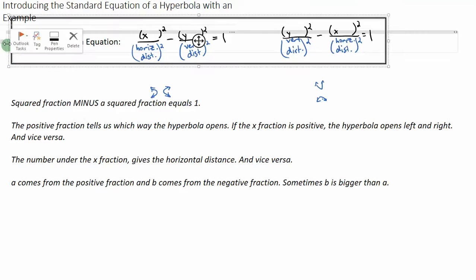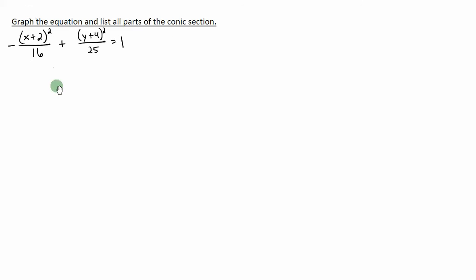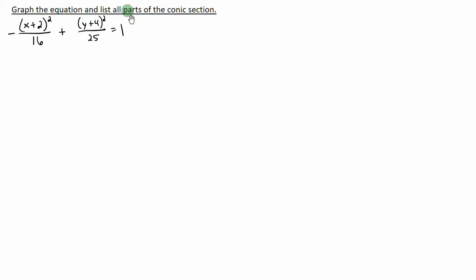Alright, so let's do an example here. I've got an equation here. I want to graph it and list all parts. It's a bit confusing because I don't have a squared fraction minus a squared fraction equals 1. However, I do have a negative squared fraction plus a positive squared fraction. So I could rewrite this and put the positive fraction first. And now it's a squared fraction minus a squared fraction equals 1.